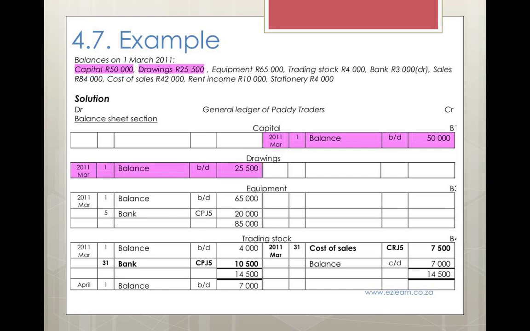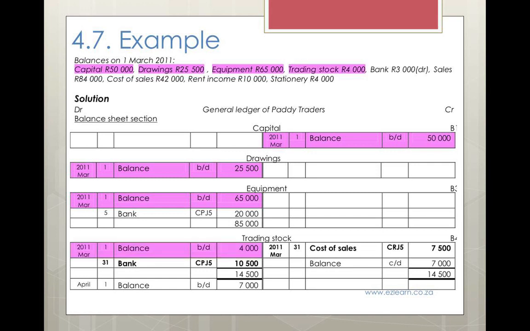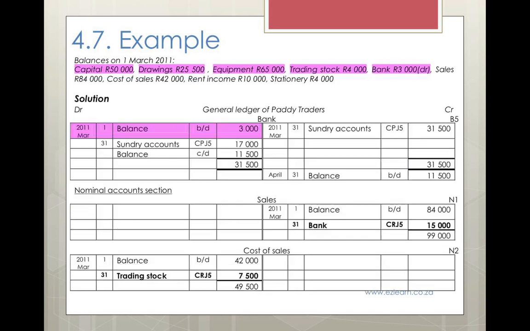Drawings is also an equity account. However, it has a debit balance, as drawings reflects a negative entry in equity, or where the equity is decreasing. Equipment is an asset, and as such, it would have a debit balance, as assets show their positives on the debit side. The same can be said for trading stock, which is also an asset and so would also have a debit balance.